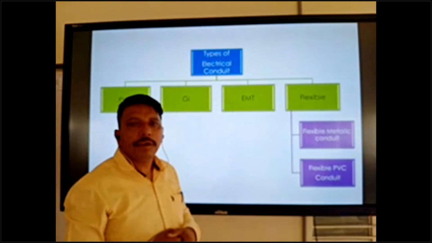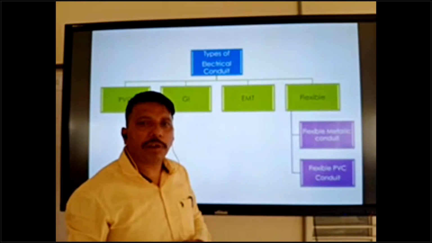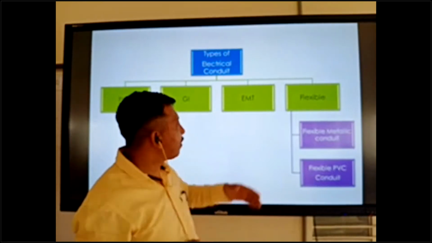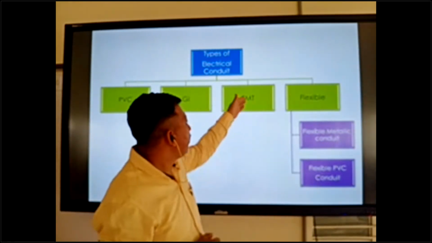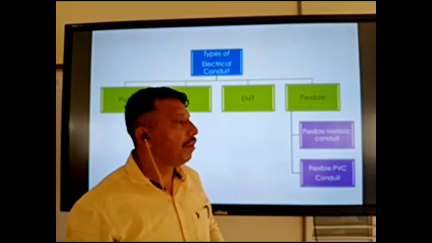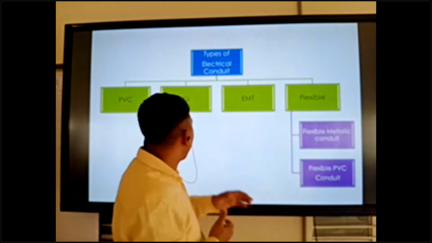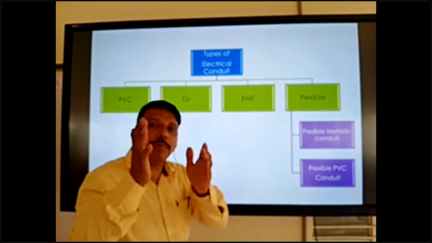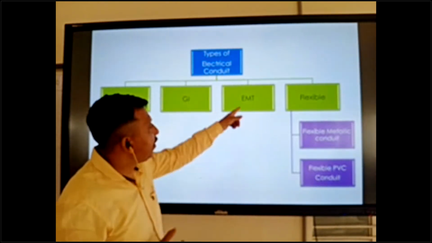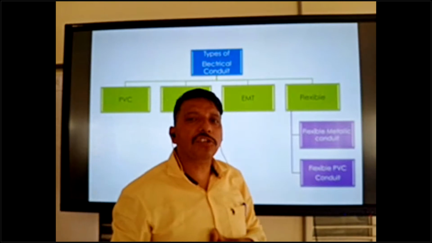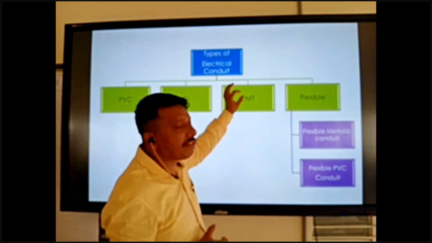And EMT, electrical metallic tubing. The full form is electrical metallic tubing. This is also the same as GI, but this is made of standard steel. EMT is made of standard steel. There is no zinc coating, but GI has the zinc coating, iron zinc. So this is the EMT type. The pipe is made of standard steel. There is not any zinc coating. So this is also very expensive.